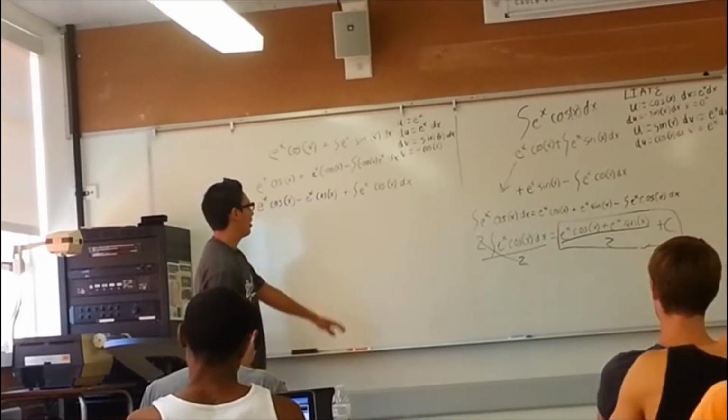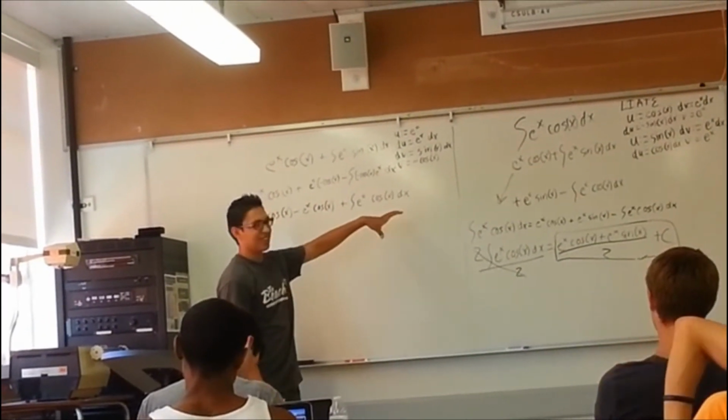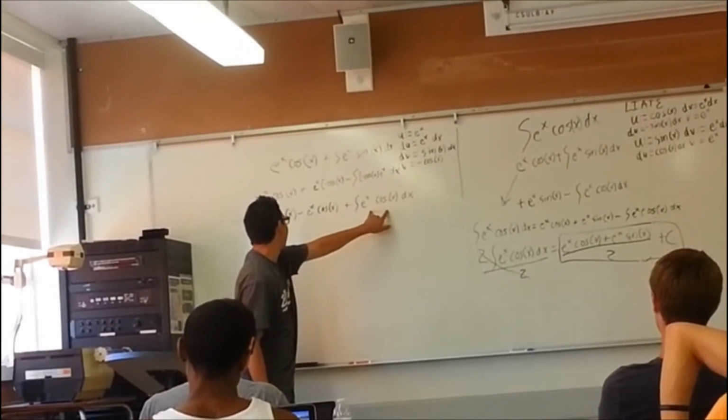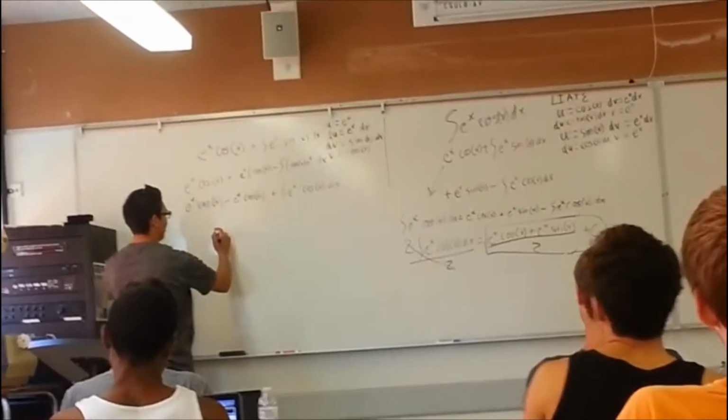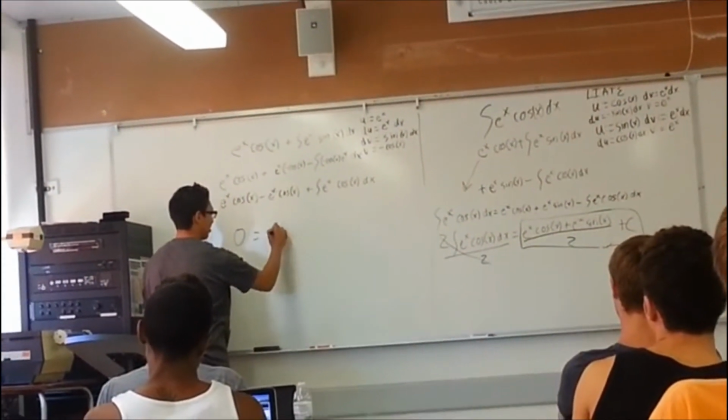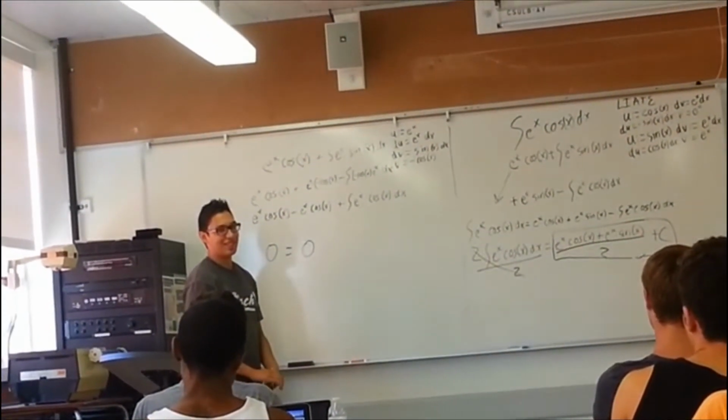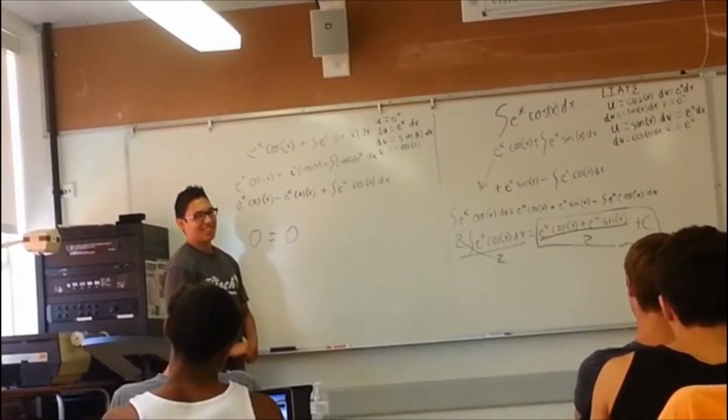And you see that you get something similar, but if you subtract this to the other side, you get 0, and then these two cancel, and so you end up with 0 equals 0. And you're very confused.